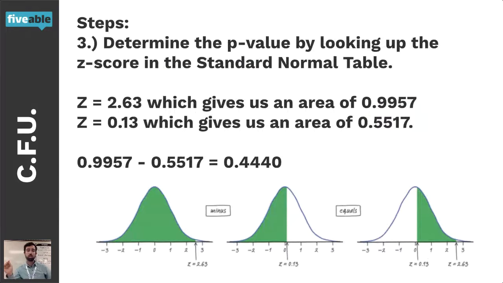So to get everything in between, I'm going to take the top one, 0.9957, and subtract it from the bottom one, 0.5571, to get everything in the middle, which is 0.4440. So that's an important distinction when you're trying to find in between two numbers. You take the top probability, subtract it from the bottom probability to get the in between.